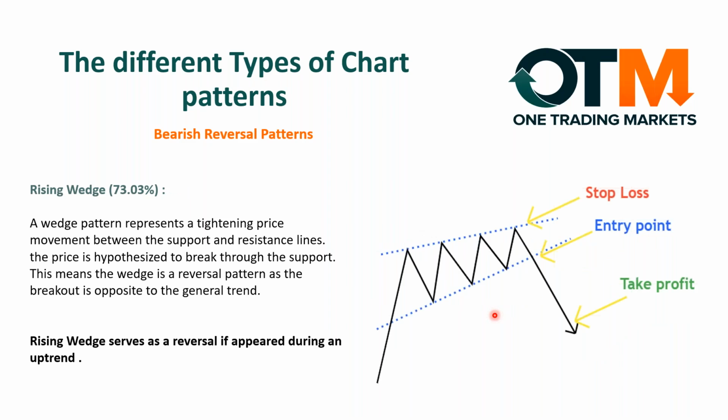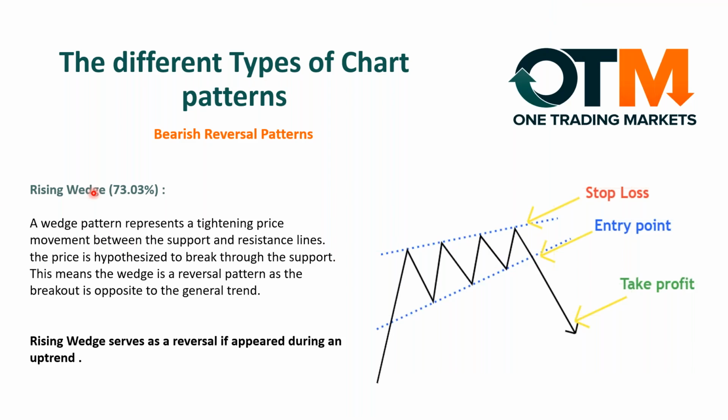Now let's look at the last bearish reversal pattern, which is called a rising wedge, which has a 73.03% chance of happening. Now a wedge pattern represents a tightness in the price movement between the support and resistance. This is the resistance on top, the blue line, and this is the support. But notice how as they move, they're getting smaller and smaller until they kind of connect like a triangle. In anticipation, we'll basically be waiting for a breakout. A breakout means that the market has broken out below or above the current support and resistance.